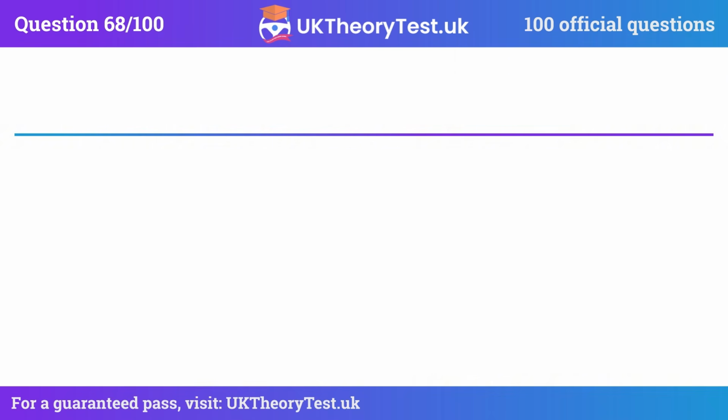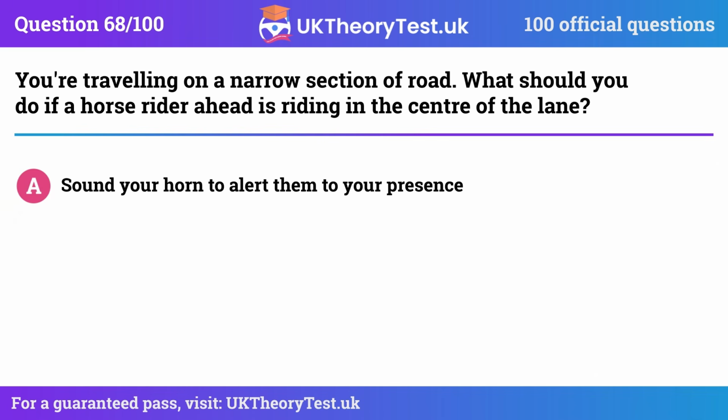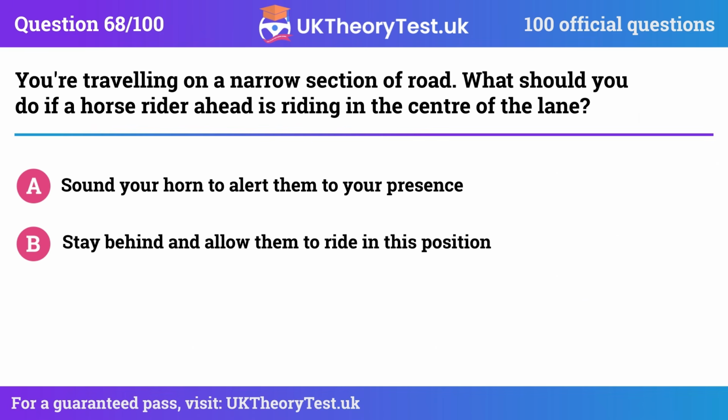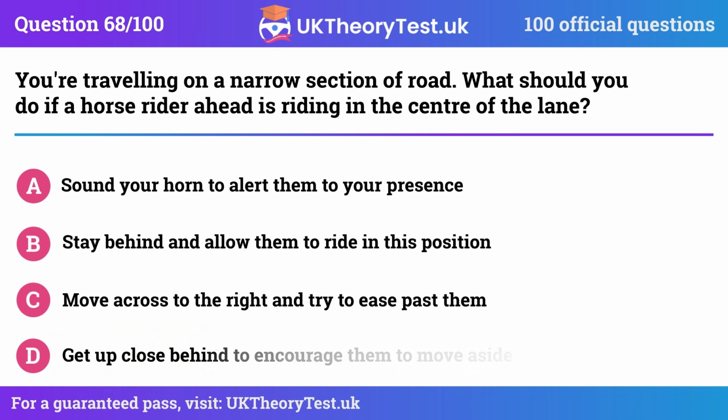Question 68. You're traveling on a narrow section of road. What should you do if a horse rider ahead is riding in the center of the lane? A. Sound your horn to alert them to your presence. B. Stay behind and allow them to ride in this position. C. Move across to the right and try to ease past them. D. Get up close behind to encourage them to move aside.